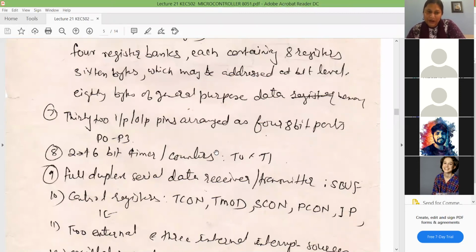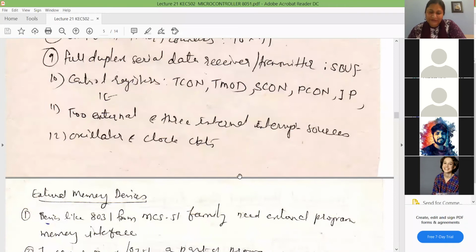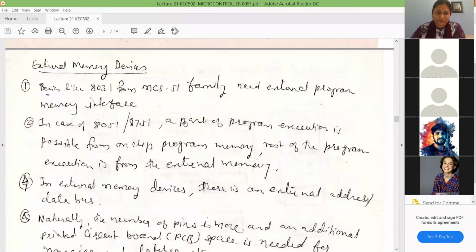You have 2 timer counters. They are 16-bit each, T0 and T1. Then you have some special function registers. We will see these special function registers when we see each individual operation.